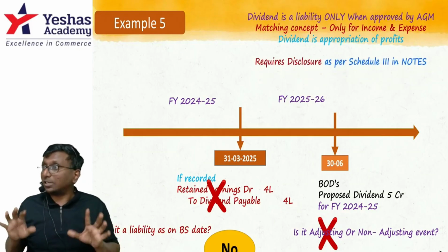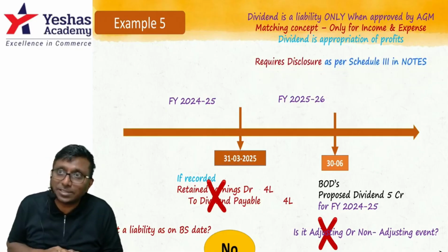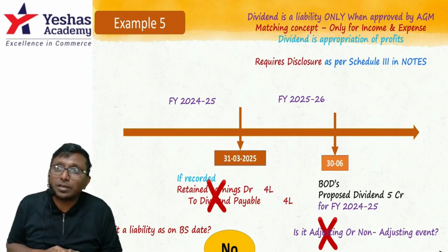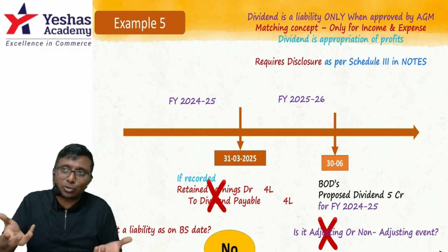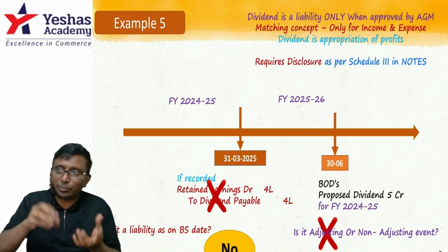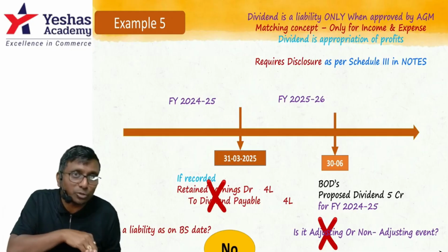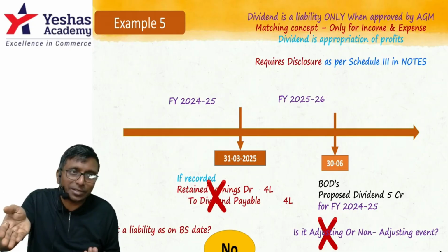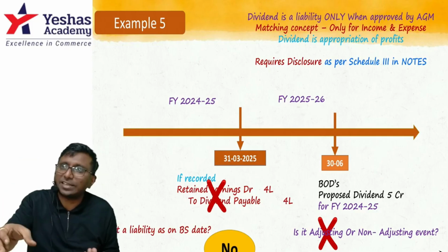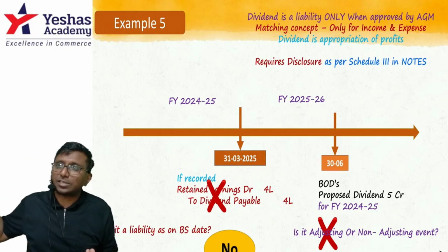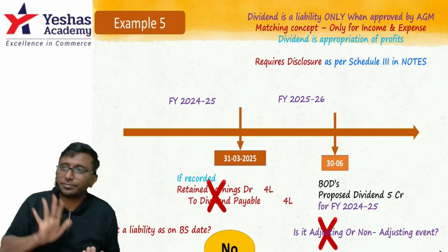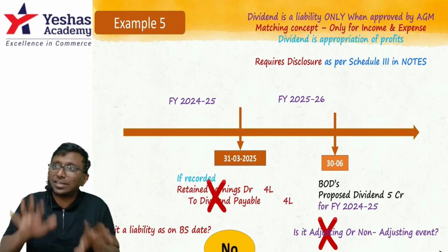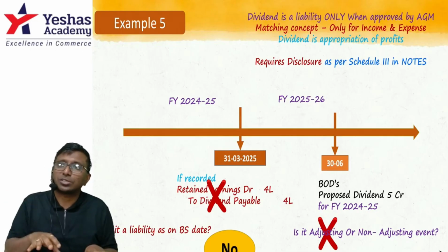But are you supposed to disclose it in the financial statements? Dividend proposed. Proposed only. Yes. Dividend proposed. Are you supposed to disclose or not? In the board's report or in the financial statements? Schedule 3 is a clear requirement. Financial statements you have to disclose it. Schedule 3 clear requirement, you have to disclose it.